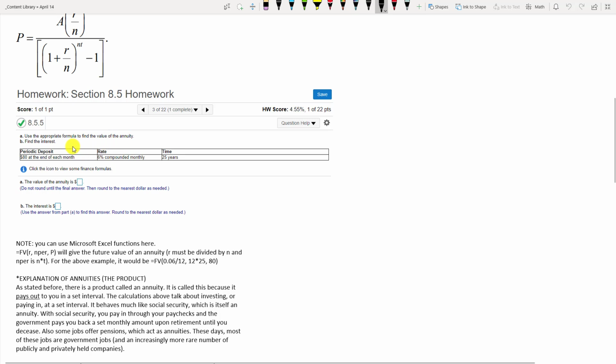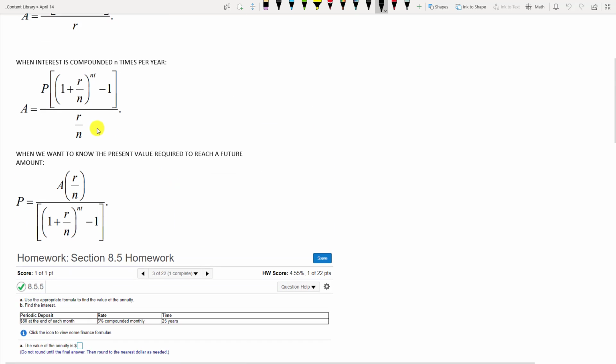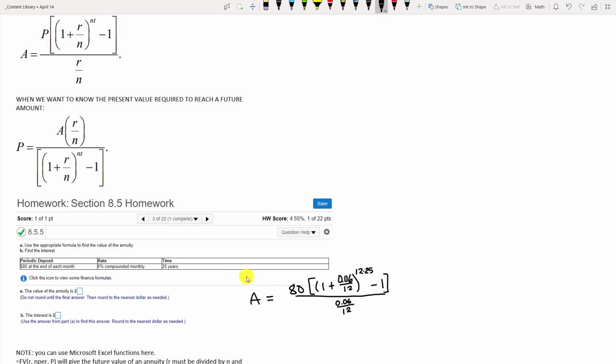So to jump into this first problem here, we have a periodic deposit that's $80 at the end of every month. It's going to be compounded 6% monthly, and we're going to let it do that for 25 years. So we want to find the value of that annuity. So I'm going to come back up and use this formula right here. So I've substituted my values. My P was 80. My rate was 0.06. My compounding number, my N, was 12 because this was compounded monthly, to the N times T, and T was 25 years. You subtract 1. Then you divide by the rate divided by N again.